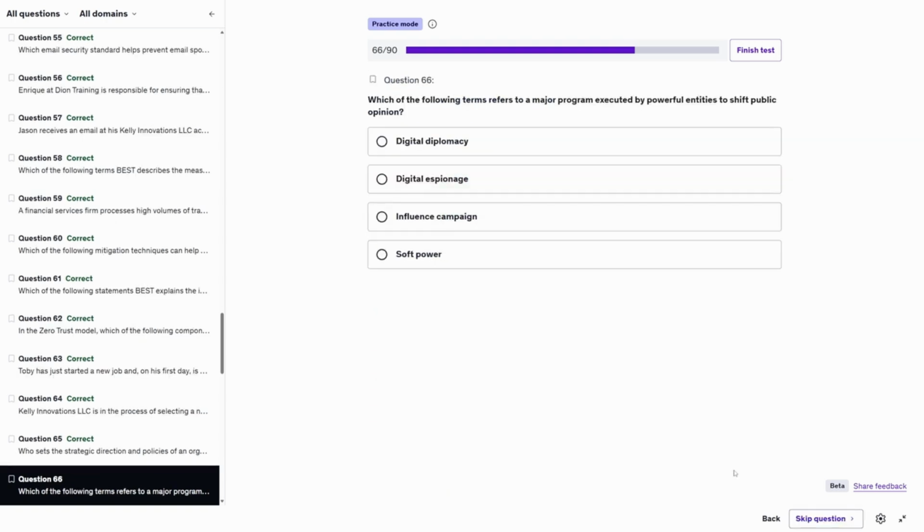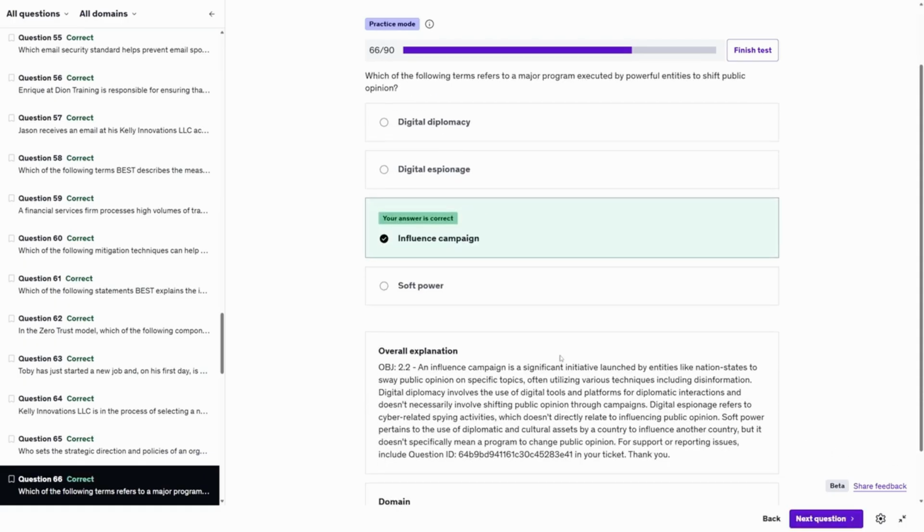Which of the following terms refers to a major program executed by powerful entities to shift public opinion? And this one is kind of what it sounds like here. This is influence campaign. An influence campaign is a significant initiative launched by entities like nation states to sway public opinion on specific topics, often utilizing various techniques, including disinformation. I'll leave up the other answers for a few moments.